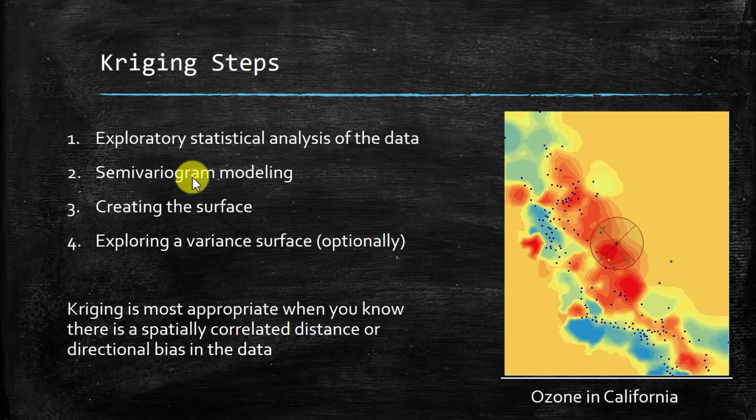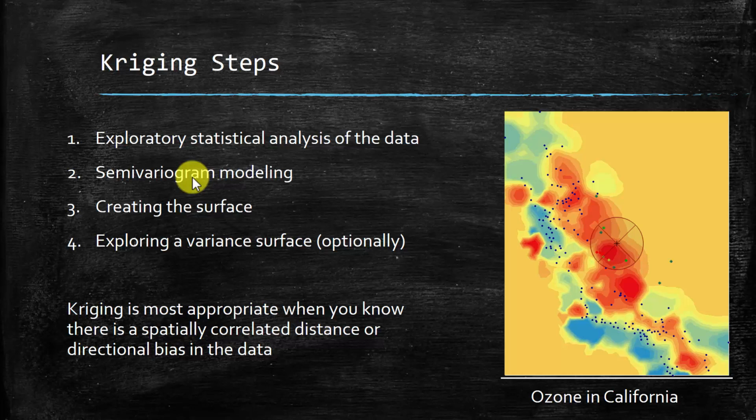So the first thing is exploratory statistical analysis of the data. So are your data normally distributed? Are there directional trends? And so on and so forth. Once you understand the global trends, you can do semivariogram modeling where you try to look at local patterns and the impact of spatial autocorrelation and whether there's any anisotropy or not. Then you can create a surface, and you can explore the variance over the surface in terms of error rates.